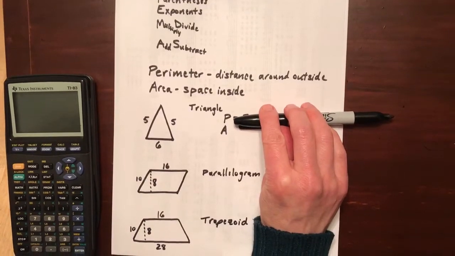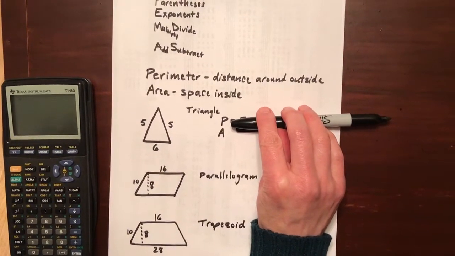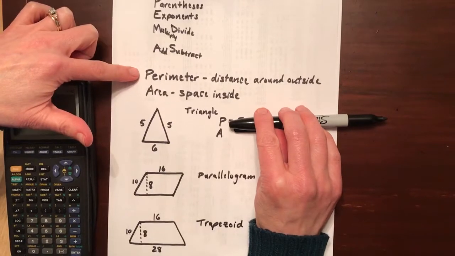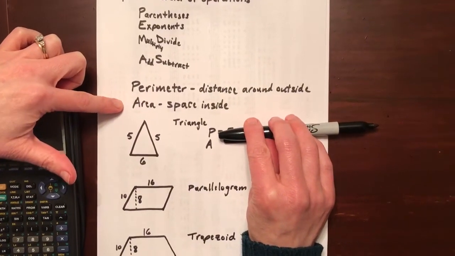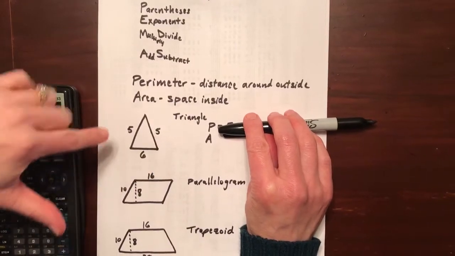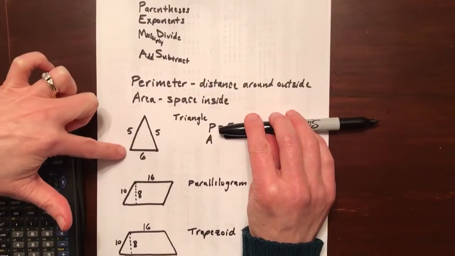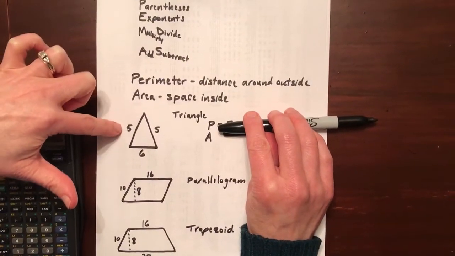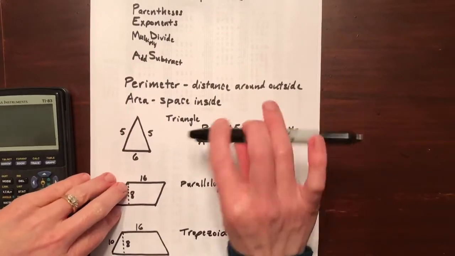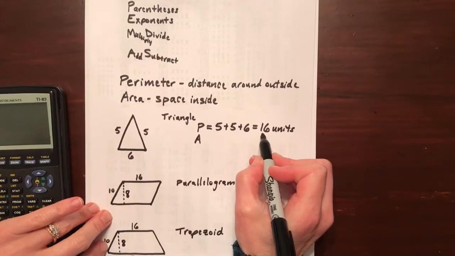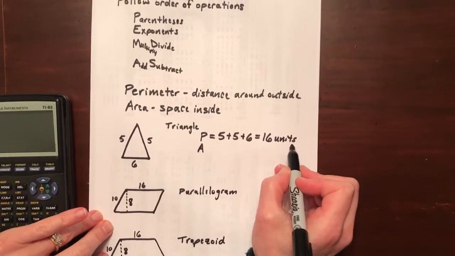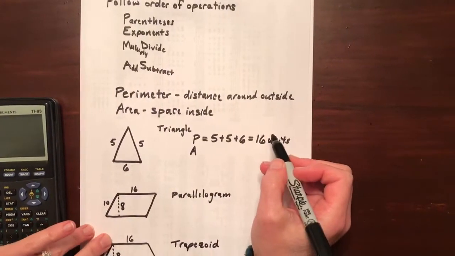We're finding the perimeter and area of various figures. Perimeter meaning distance around the outside, and area meaning the space inside. Let's consider this triangle. You can see that the outsides of this triangle are 5, 5, and 6. So if I add those together, 5 plus 5 plus 6, that would equal 16 units is the perimeter. That's the length around the outside.